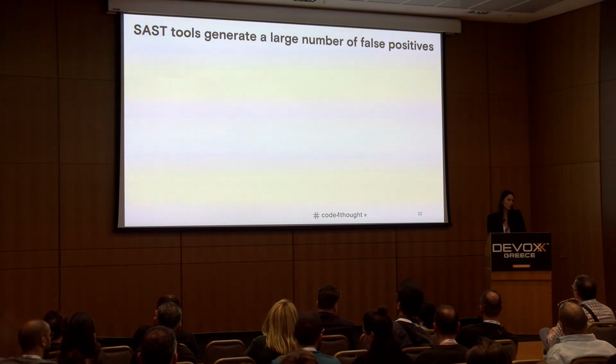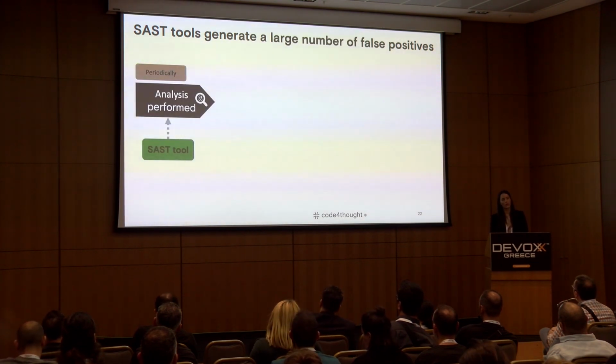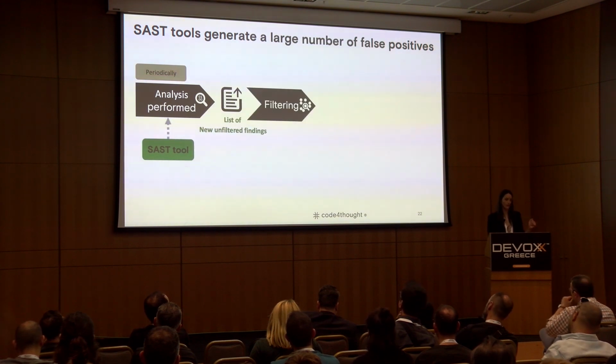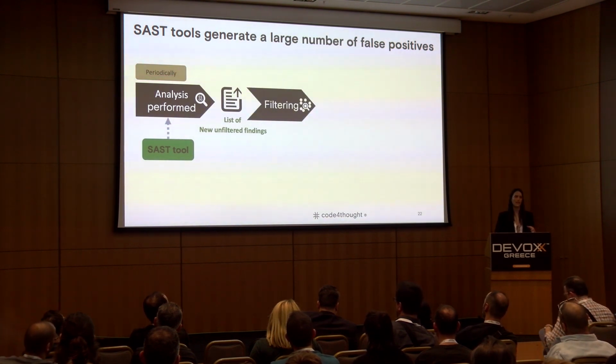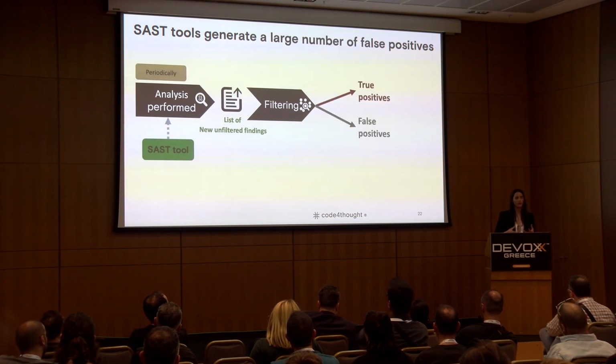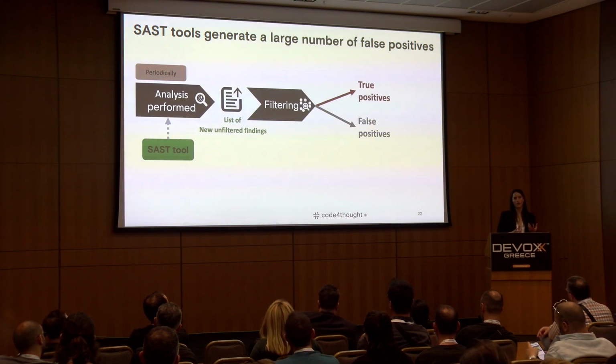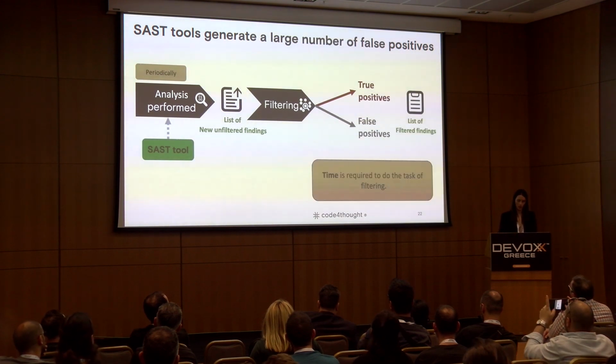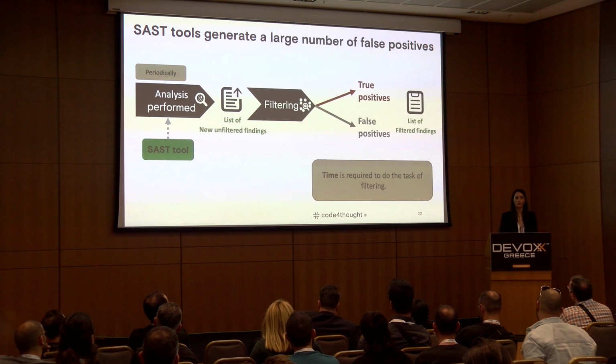It is a fact that SAST tools generate a large number of false positives. For example, in the first place, you perform the static analysis with a tool you choose, and it provides you a list of security findings, which is unfiltered yet. Then someone has to do the filtering, the assessment, if the findings are true positives or if they're not. And this takes time, actually. Someone has to do this task, for sure.